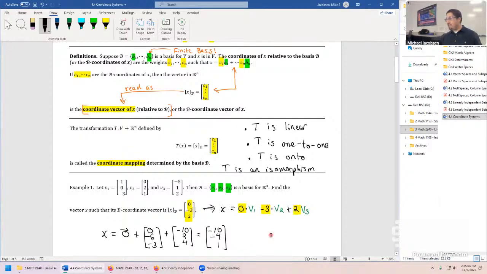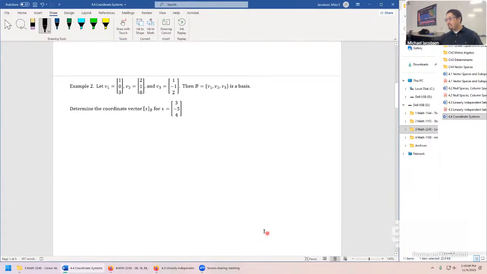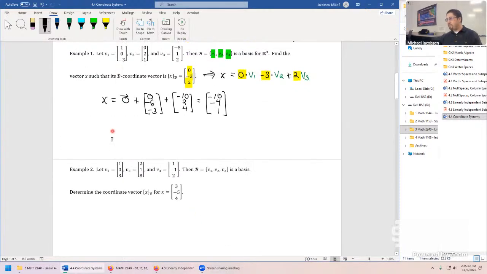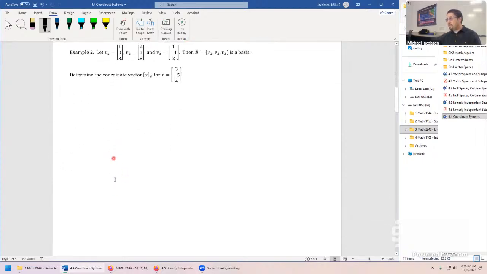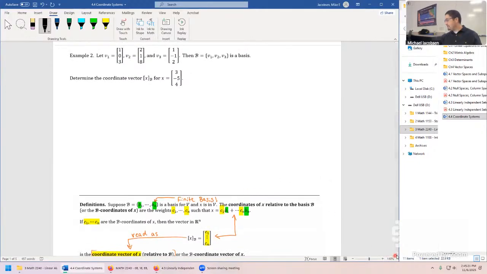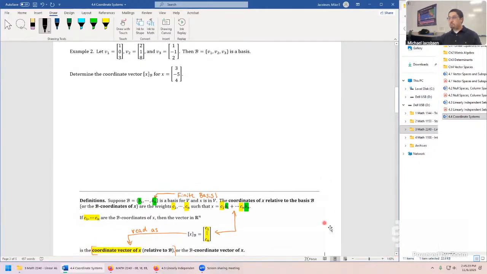Okay, let's try it out again, going in the reverse direction. Here's a new basis. It's slightly different vectors. It almost looks the same, but there's a difference on entry 3 for vector 1. Let's park the definition down here for easy reference. We're doing almost the same problem, but this time we know the vector x. We want to know what is the coordinate vector of that x relative to the basis B. So the basis here is v1, v2, v3 defined in this way.